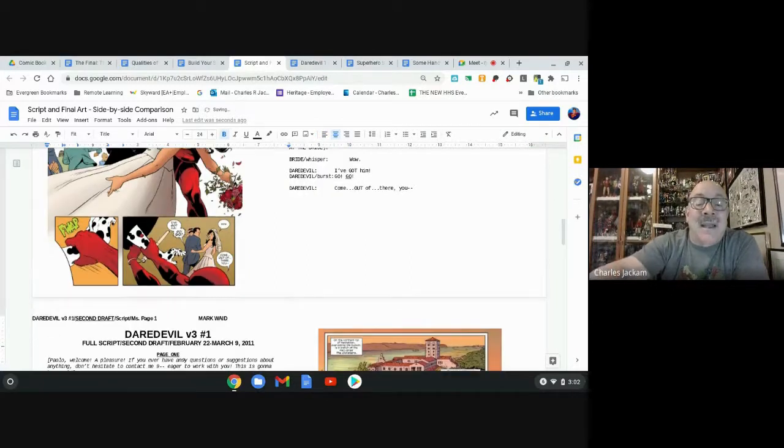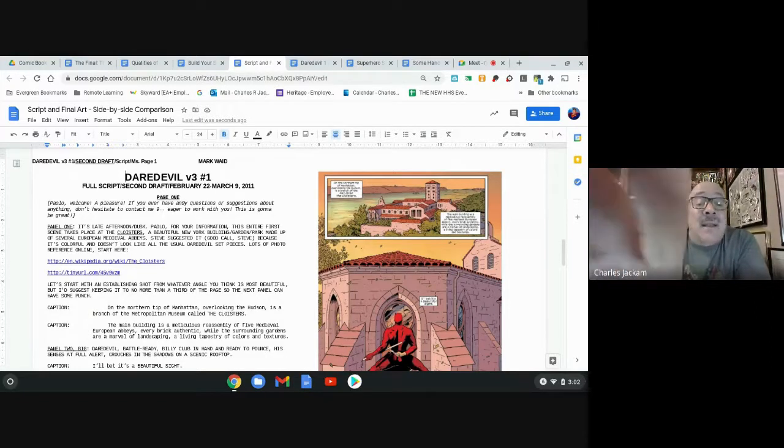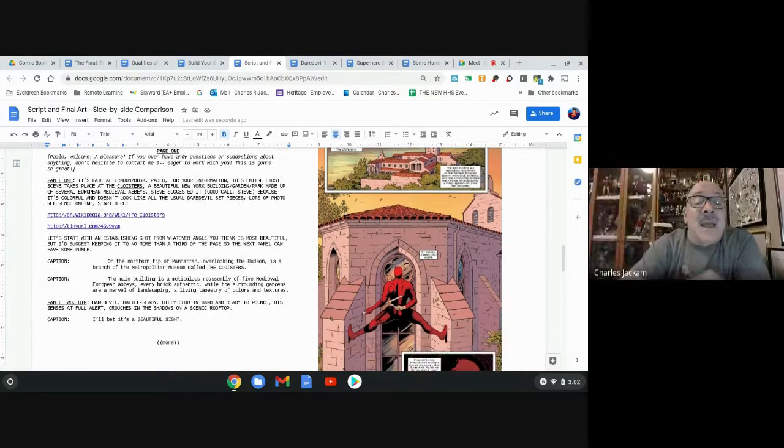All right. Here's another example. This is page 1 of the story. Don't worry, I'm going to give you the whole story and the whole script to look at later on. It has 3 panels on it. Now, this is also a communication to the artist. He's meeting this artist for the first time. And he says, if you have any questions about it, contact me. I'm eager to work with you. Everything's going to be great.